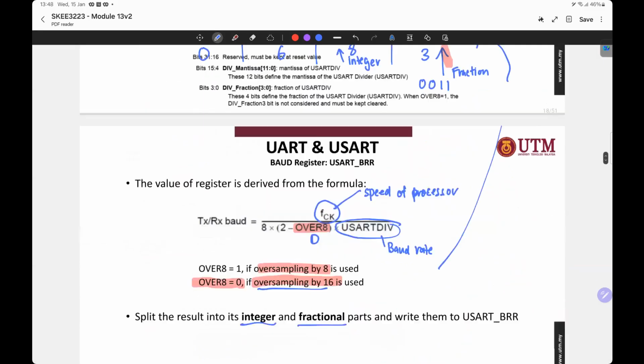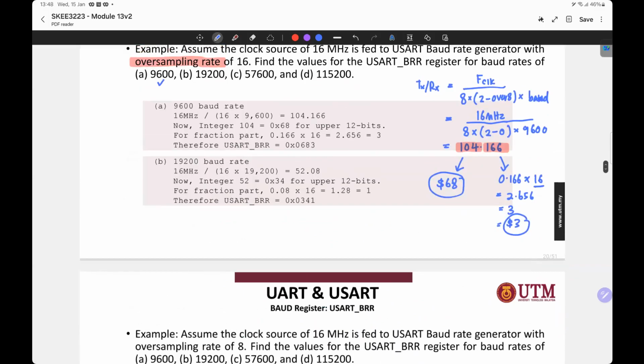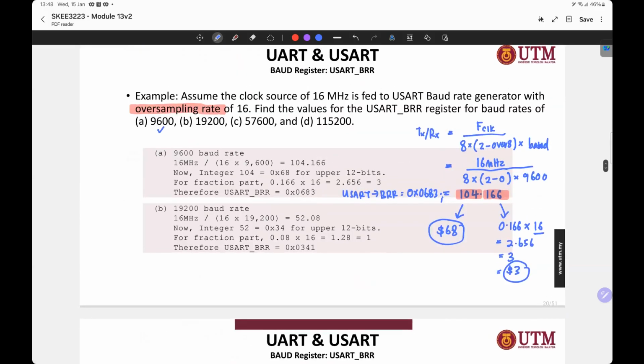Okay, in terms of writing the program, in the program you can write USART BRR equal to 0x0683. Okay, any question up until here? Okay, we already calculate the value that you're going to put to your baud register, with oversampling rate of 16 and the baud rate is 9,600. Any question up until here?